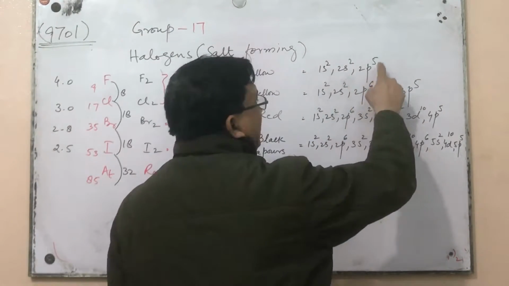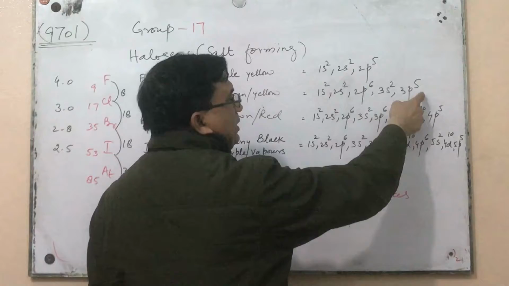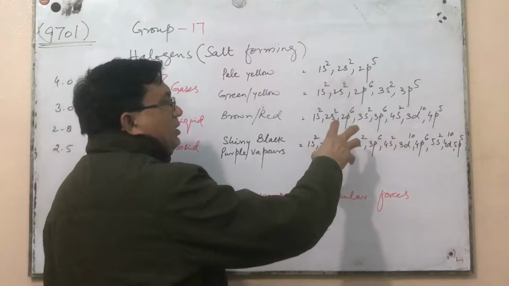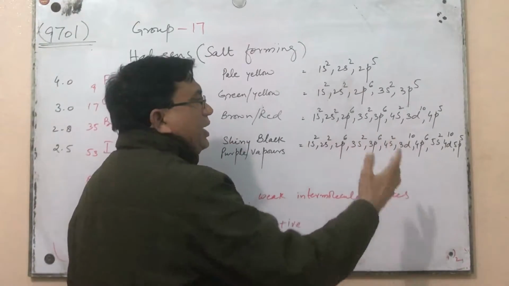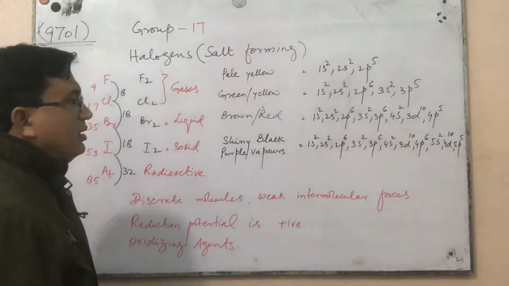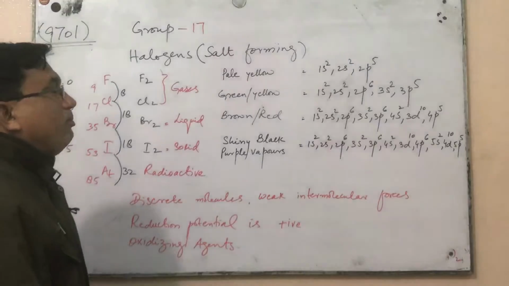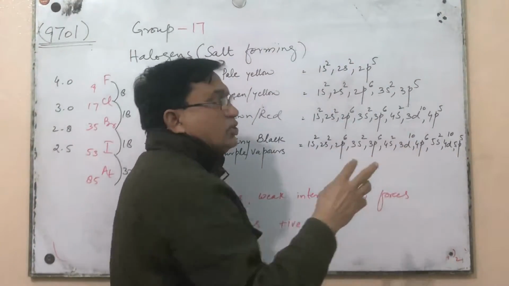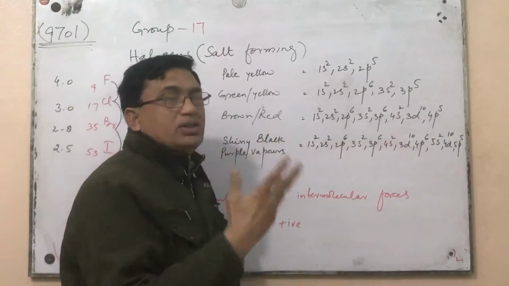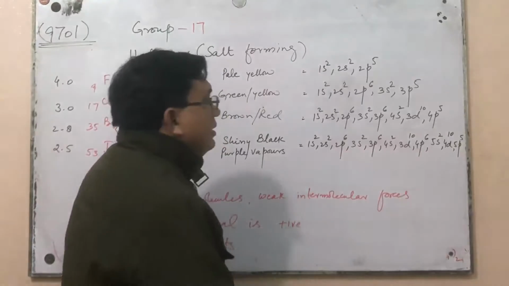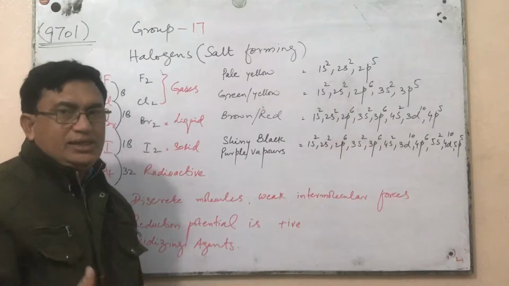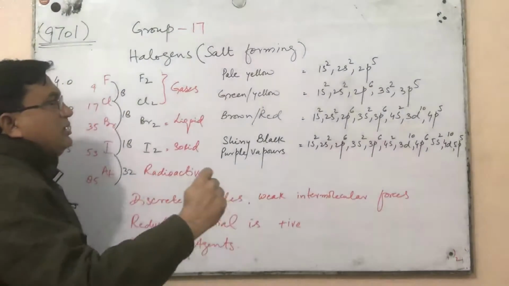Now, as only one electron is short for the completion of their last shell, all these are non-metals, and try immediately to accept one electron to complete their last shell. By accepting electrons, it is quite clear that all halogens act as oxidizing agents and their oxidizing power decreases from top to bottom.